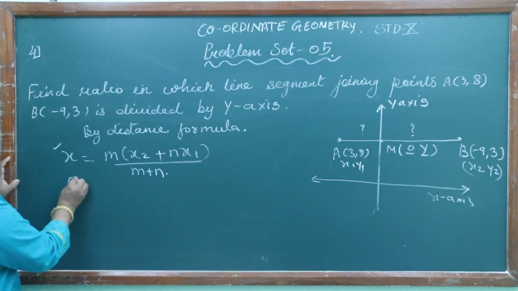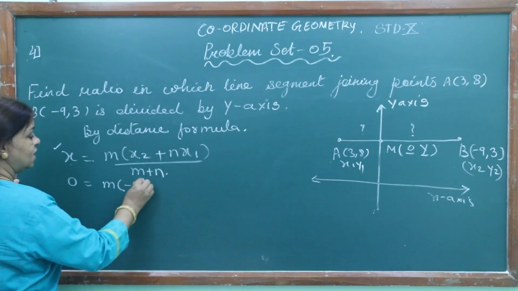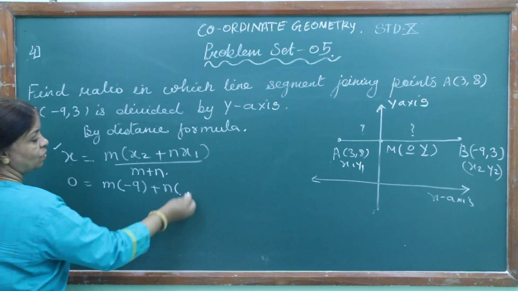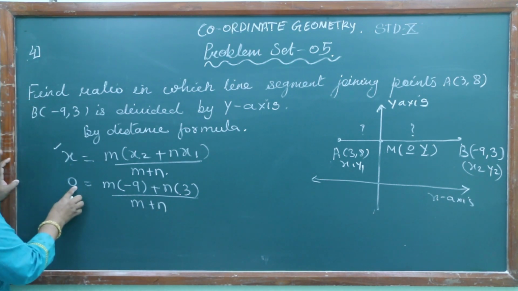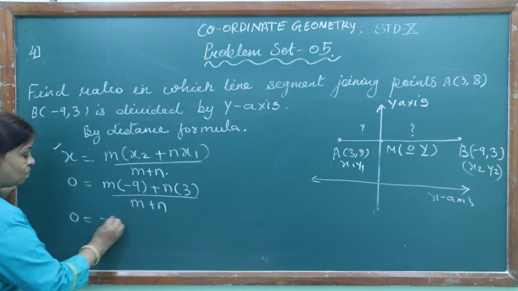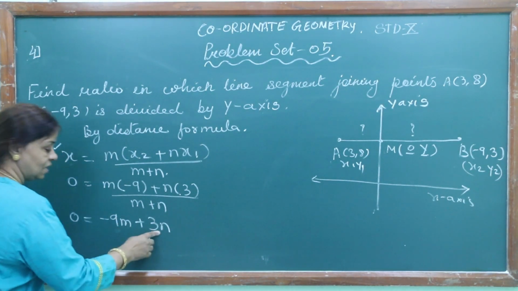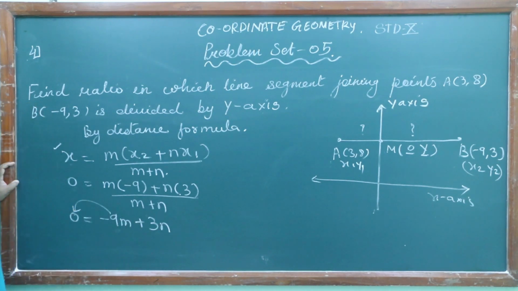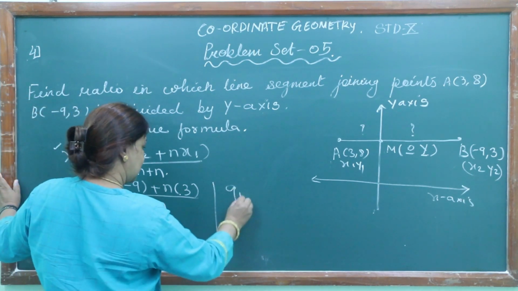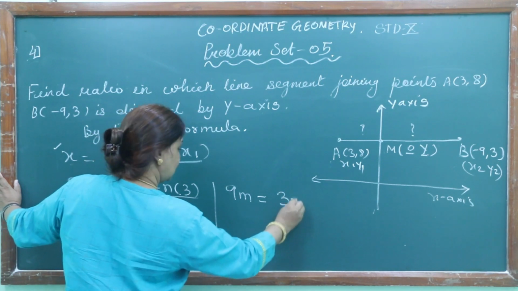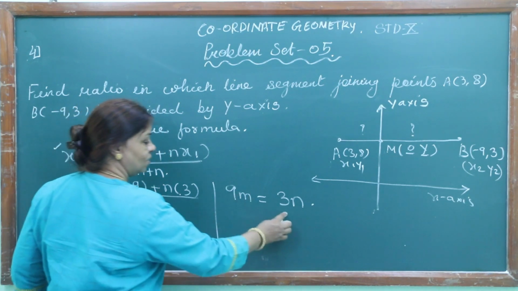Now here x is 0, place the values. m we don't know, x2 is minus 9, plus n we don't know, x1 is 3, upon m plus n. M plus n will go here, multiply with 0 and it will become 0. So minus 9m plus 3n. This is m and this is n. We will shift the 9m variable to the other side of the equal sign and we will get 9m equal to 3n. Now children, m is this side, n is this side. Bring this n this side and 9 will go here.